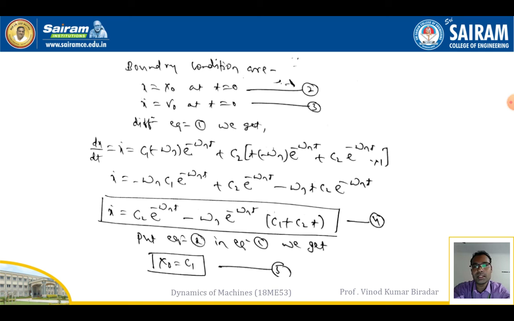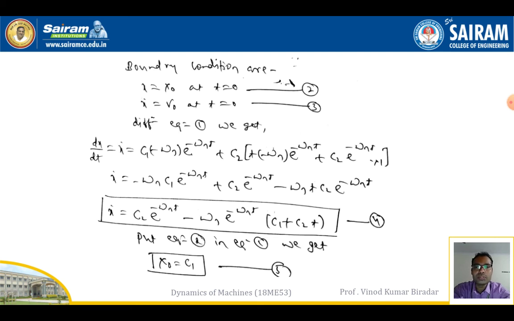Similarly, the velocity x dot is equal to v naught at t is equal to 0. Give this equation number 3. In a damping system, x indicates displacement. If you differentiate that, you get velocity; if you differentiate again, you get acceleration. So x means displacement, x single dot is called velocity and x double dot is called acceleration. Now we know the boundary conditions.